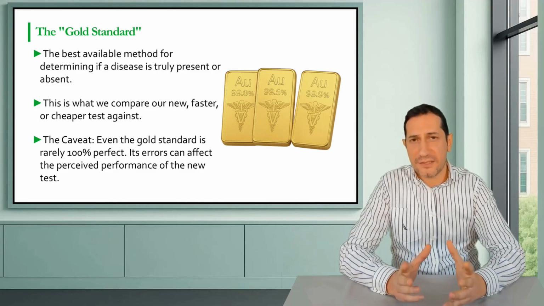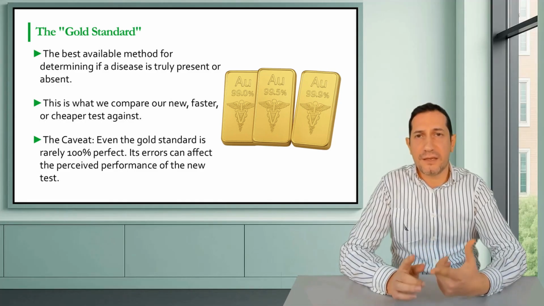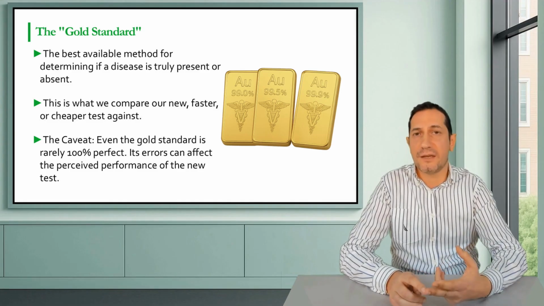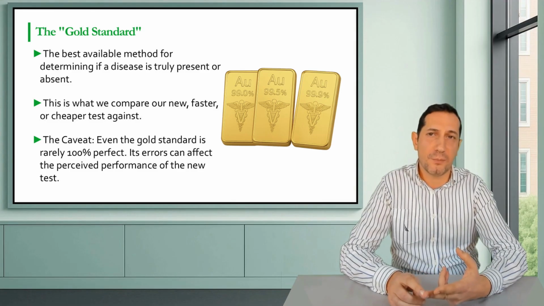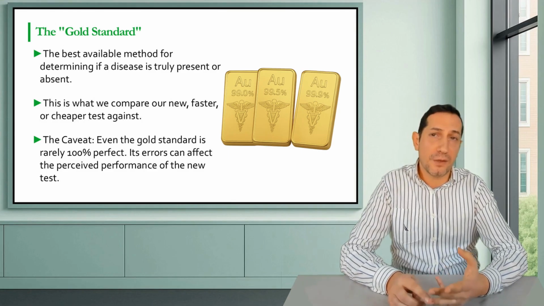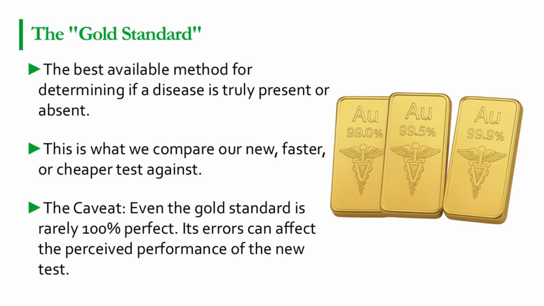Every diagnostic test evaluation starts with a comparison against what we call a gold standard. The gold standard represents the best available method for determining the true disease status of an animal, such as culture, necropsy, histopathology, or a well-validated PCR. Importantly, the gold standard defines the truth against which the new test is judged. However, a critical caveat must be stated early. Gold standards are rarely perfect.